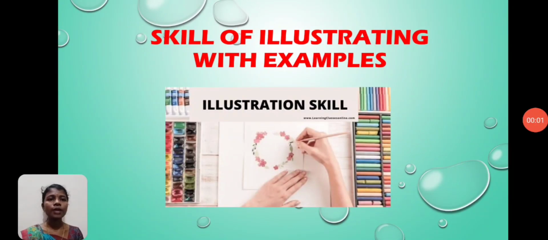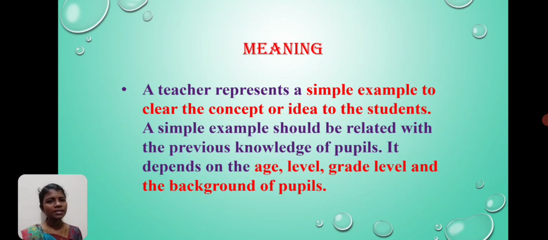Good evening. Today we are going to discuss the skill of illustrating with examples. What does the skill of illustration with examples mean? The example given by the teacher while teaching in the classroom should be easy and understandable for the students. It makes the concepts easier for the students. The example given by the teacher should depend upon the age level, maturity level, and grade level of the students.